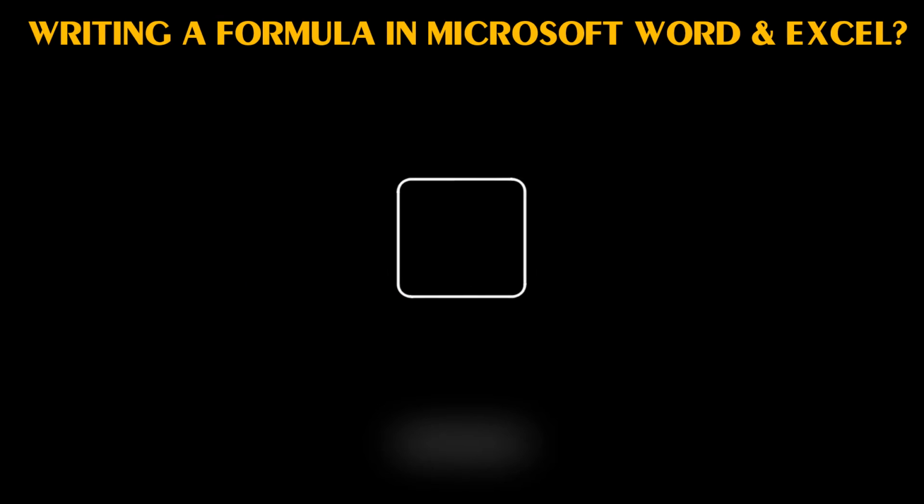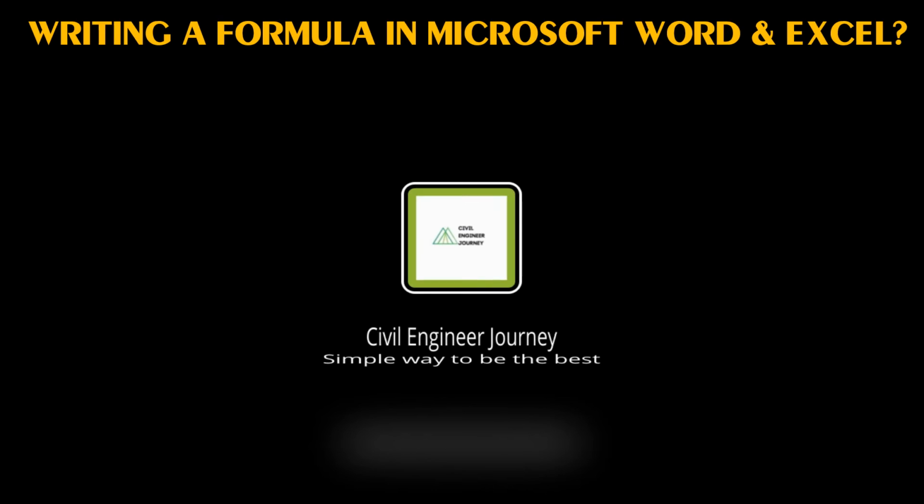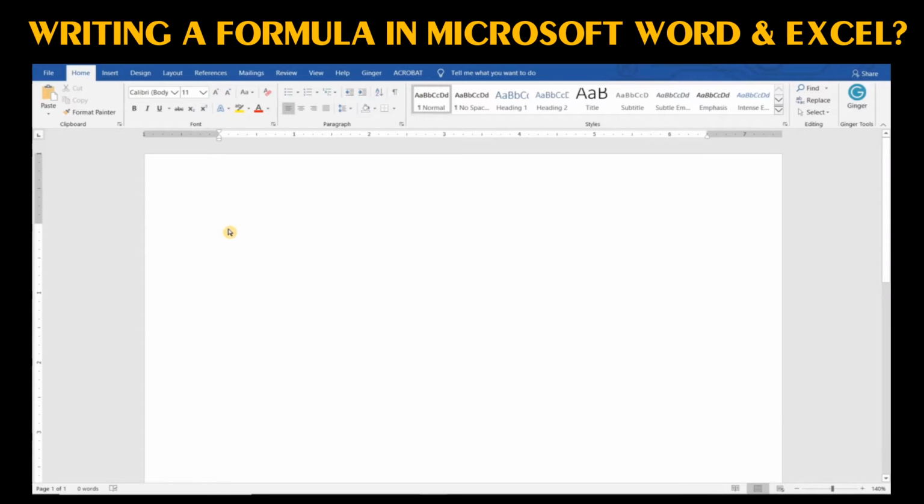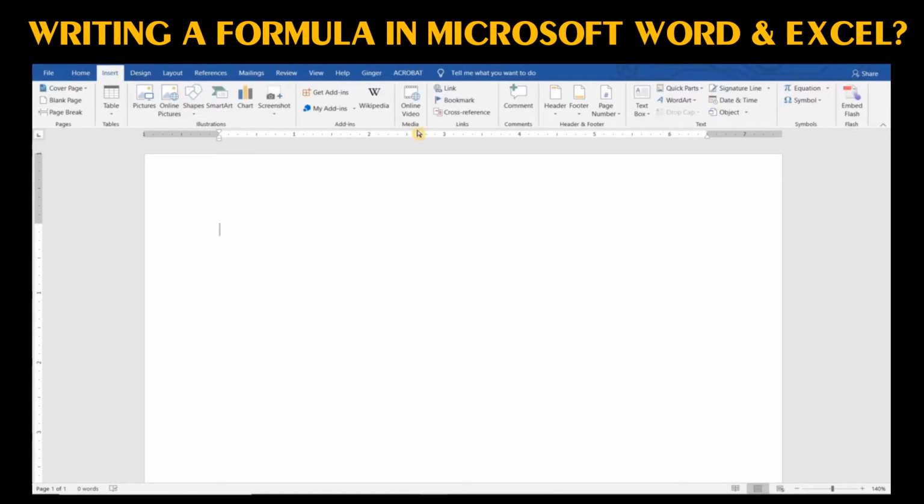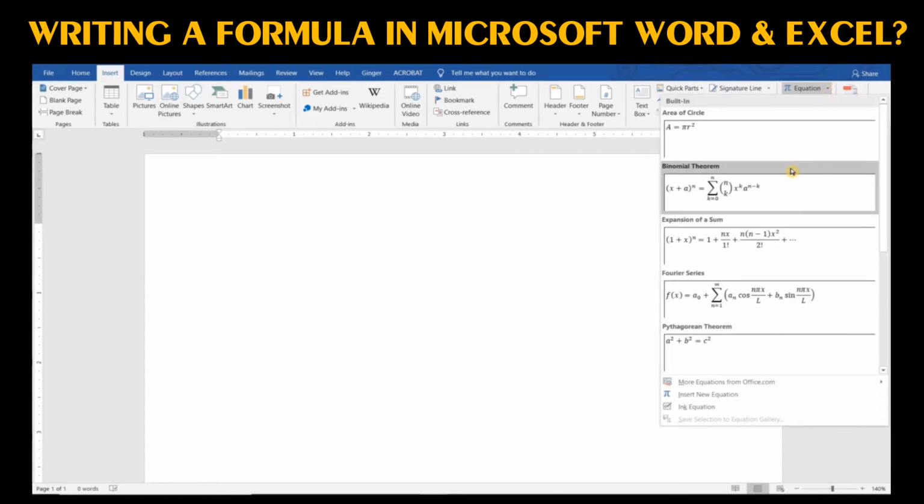Let us start the presentation on how to write the formula in Microsoft Word and Microsoft Excel. Open your Microsoft Word file. Then, click the Insert tab. Then, click the equation as shown in the screen.